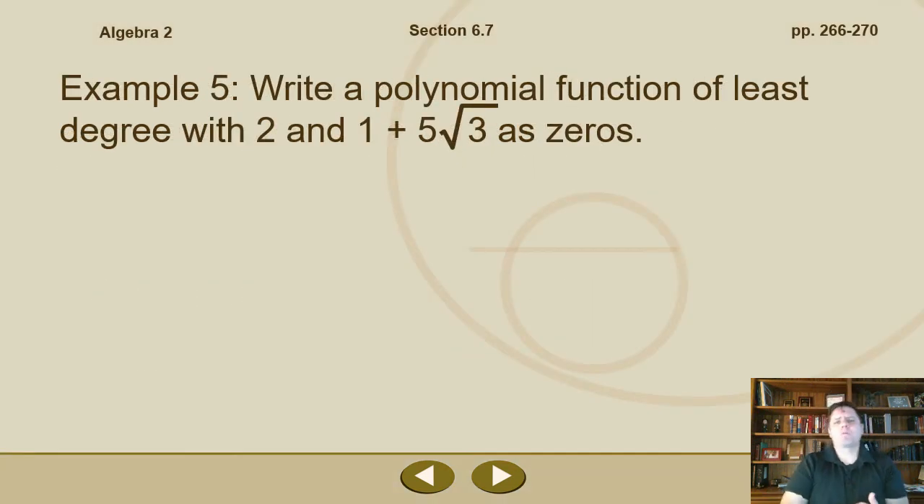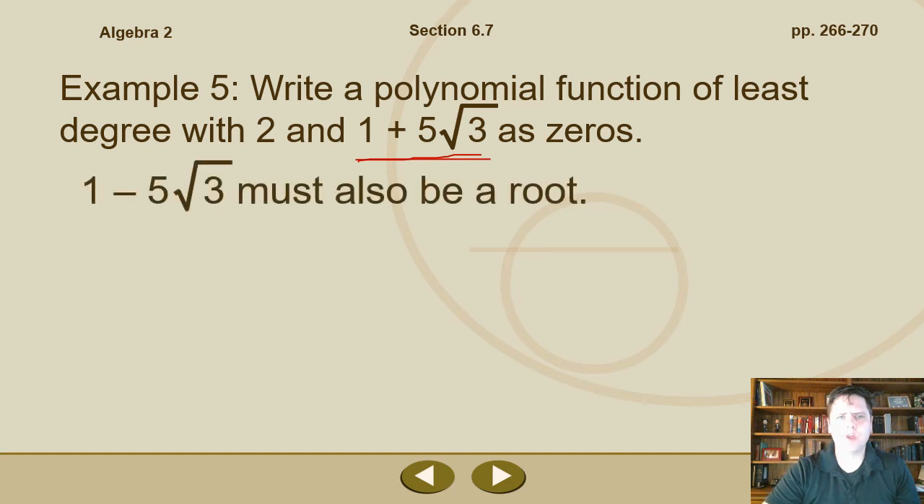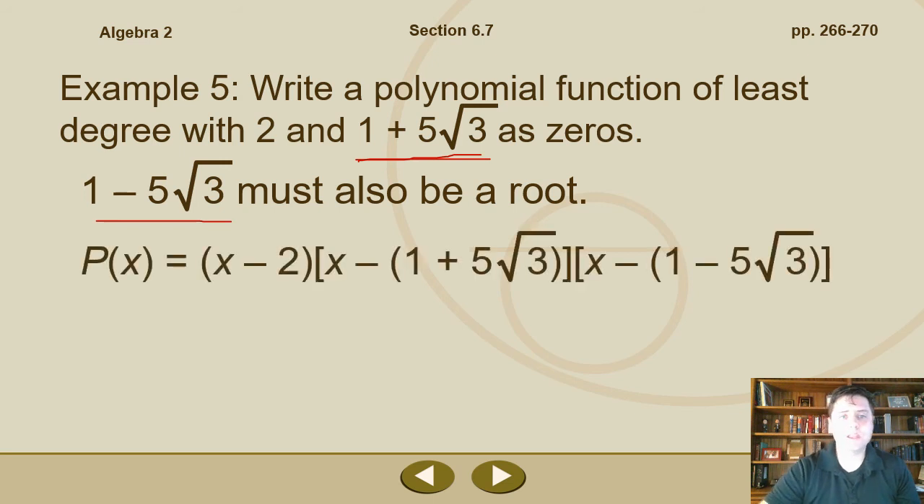All right, so write a polynomial function of least degree with 2 and 1 plus 5 square roots of 3 as zeros. Now this example is being set up because note here that we're given one of the situations where we have 1 plus 5 square roots of 3. Well, if that is a root, then we must also know that 1 minus the 5 square roots of 3 must also be a root, which means we can then set up the polynomial to look like this.